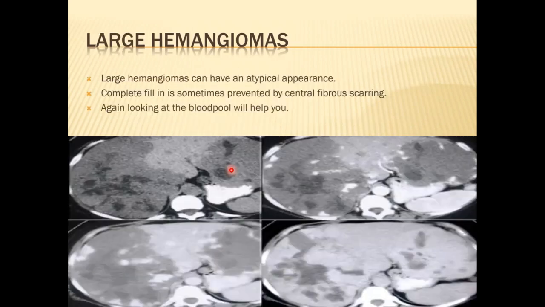Large hemangiomas can have an atypical appearance. Because of the central fibrous scarring, they show peripheral enhancement and gradual centripetal filling. Again, looking at the blood pool will help you. As we can see, the enhancement of the hemangioma on arterial phase is the same as the aorta at that time. And on portal venous phase, the peripheral filling of the hemangioma is the same as the aorta at that time of the scan.